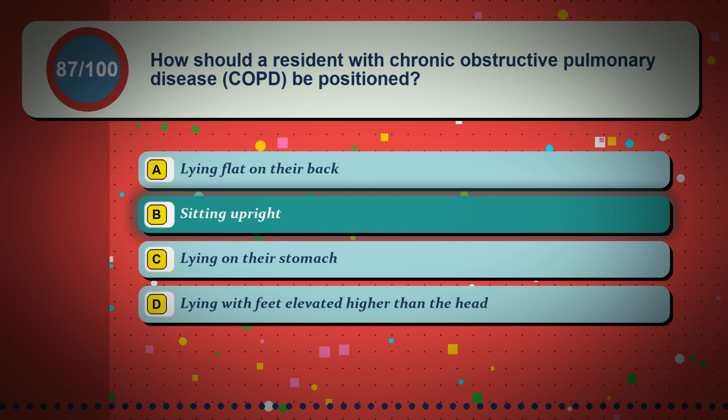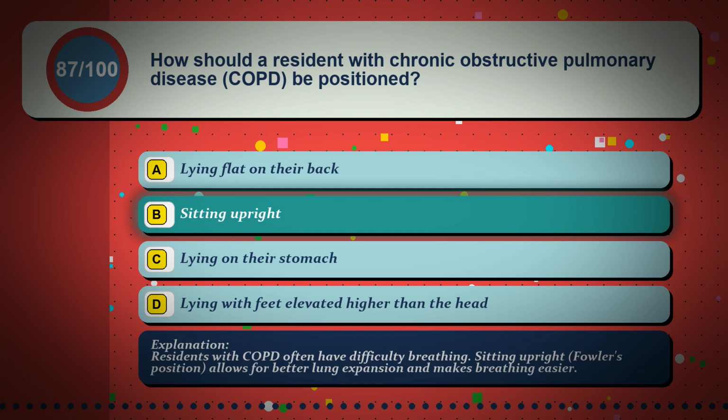The correct answer is option B. Sitting upright. Residents with COPD often have difficulty breathing. Sitting upright, Fowler's position, allows for better lung expansion and makes breathing easier.